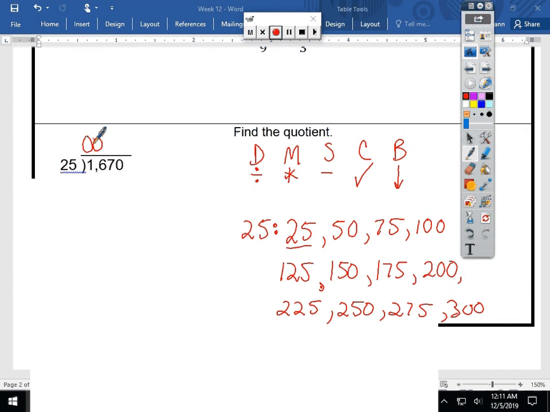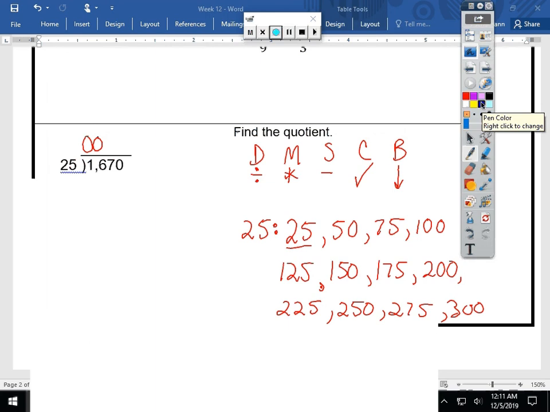Well, next I trade in maybe those 1600s and turn them into 167 groups of 10, 167 tens. If I have 167 of them, could I break them into groups of 25? Or could I make 25 equal groups somehow? I sure could. So I come over here and I look at my skip counting and I try to get as close as I can without going over.